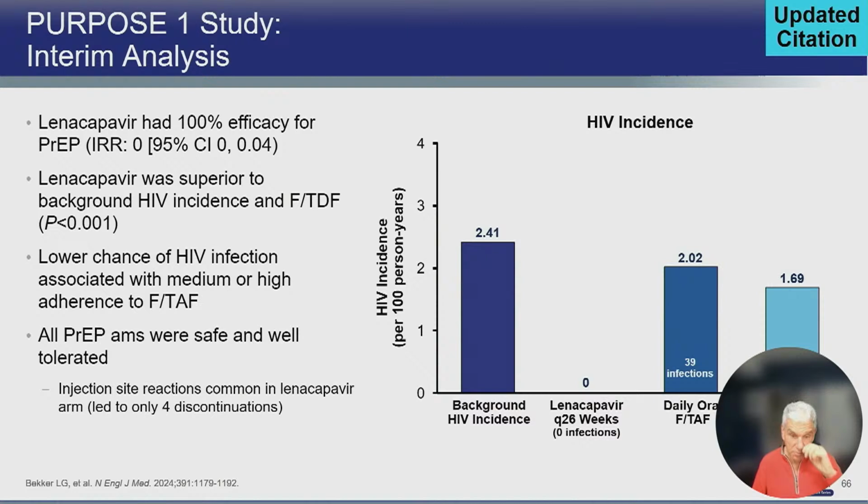Lenacapavir is going to become an important issue going forward into PrEP. It's probably going to be approved in the States in the next year. It's unclear how quickly that'll migrate over to Uganda for use, but it'll be an important issue because of the less frequent need for dosing, every 6 months, and a well-tolerated safety profile.